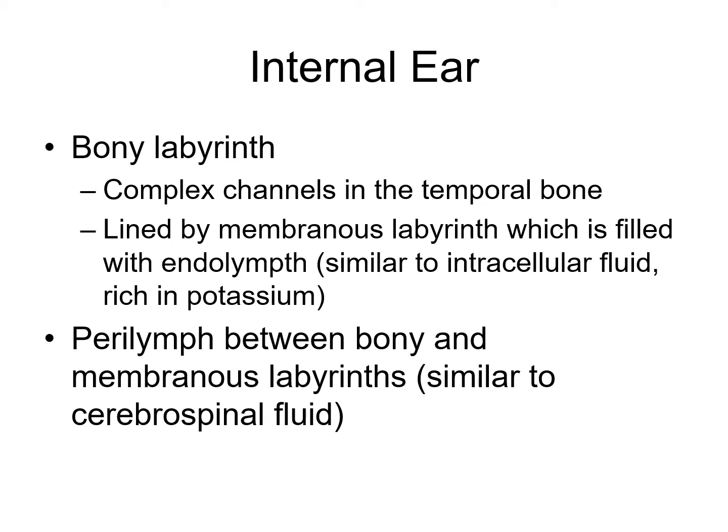All right, so our internal ear, this is often referred to as the bony labyrinth. It contains complex channels within the temporal bone that are lined by a membranous labyrinth, which is filled with a fluid known as endolymph. This is going to be similar in composition to intracellular fluid, or ICF, but it's going to be particularly rich in potassium. And then we have perilymph between the bony and membranous labyrinths, which is similar in composition to cerebrospinal fluid.